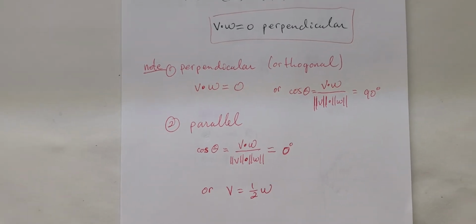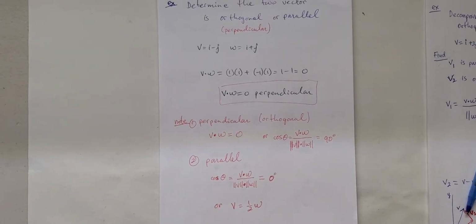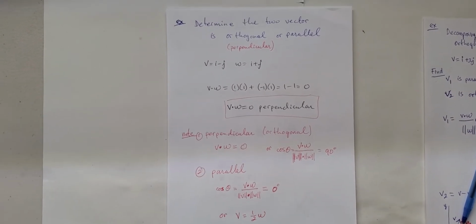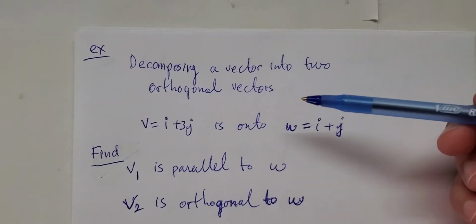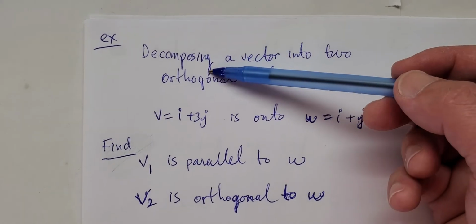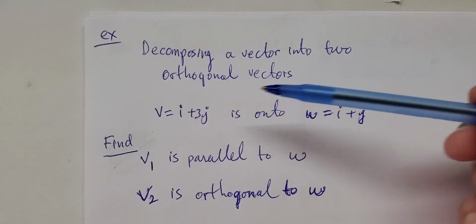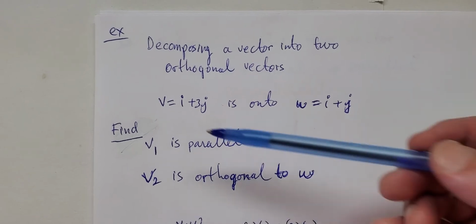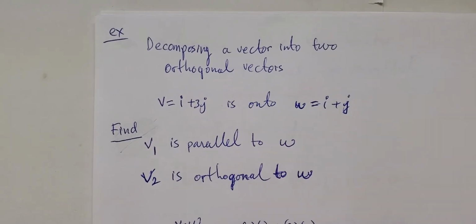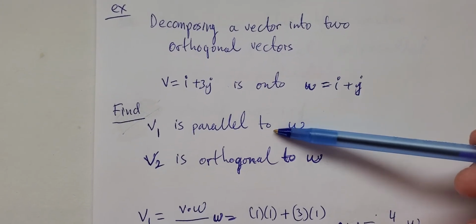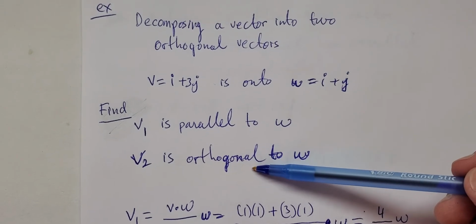Let me zoom out this second page so you can see the entire part, the whole example of the second page. All right, and on the last page, we want to find the decomposition of a vector into two orthogonal vectors. Given an example, we want to find one vector that is parallel to W. So here's W. We want to find a vector that is parallel to W and orthogonal to W.